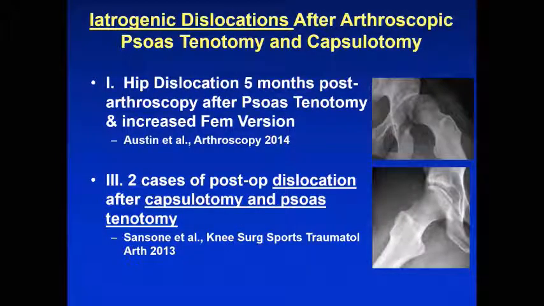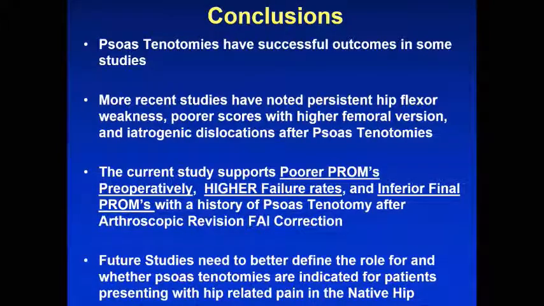A number of reports show iatrogenic dislocations after capsulotomies and psoas tenotomies, so this is most concerning, but small numbers there. So I think psoas tenotomies have successful outcomes in some studies. More recent studies have noted persistent hip flexor weakness, what I see more often, poorer scores with higher femoral version, and iatrogenic dislocations in isolated cases.